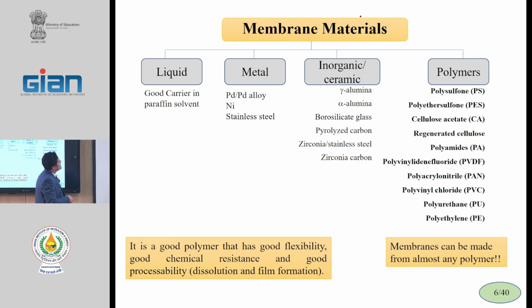Metal membranes are mostly used for hydrogen separation, which Professor Raka will speak about. But we can fabricate porous metal also. We can make porous metal membranes that we can use as microfiltration and ultrafiltration, but they are very, very expensive and used in nuclear processes for separation of some pollutants.